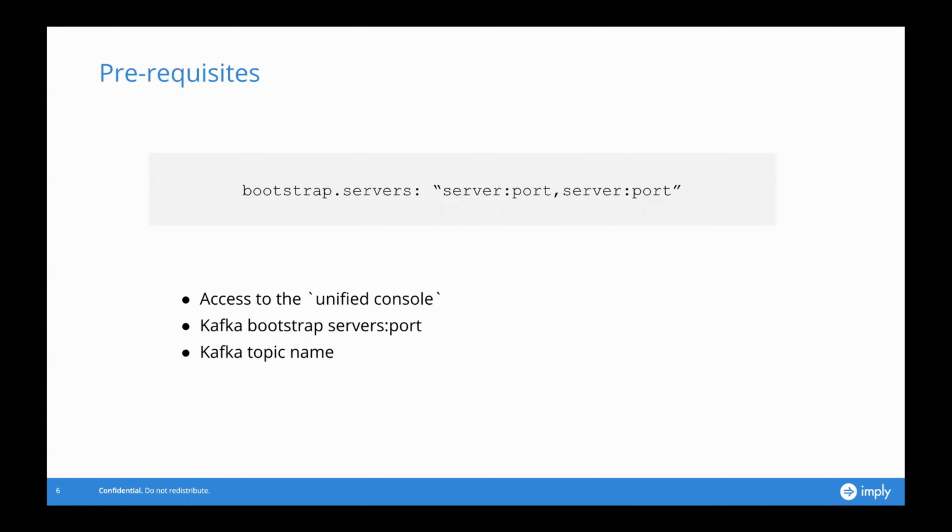We have some requirements before we go ahead and set up a real-time ingestion task. We need to know our bootstrap servers and the port and the Kafka topic name. And also we need to have access to the unified console in the cloud. So now let's go ahead and set up our real-time ingestion using Kafka.